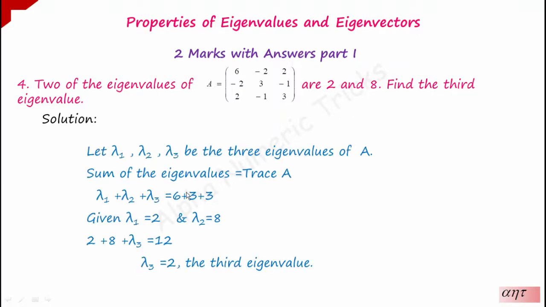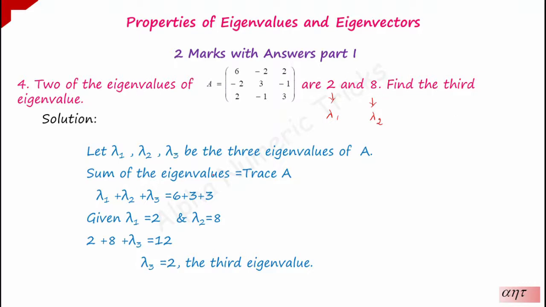So lambda1, lambda2, lambda3 be the 3 eigenvalues of A, we write it. And here 2 values are given. So which property is suitable for this? Sum of the eigenvalues is equal to trace A. So using that we take lambda1 and lambda2, lambda1 is equal to 2 and lambda2 is equal to 8, substituted in the property and we can get the answer. We will do it now.